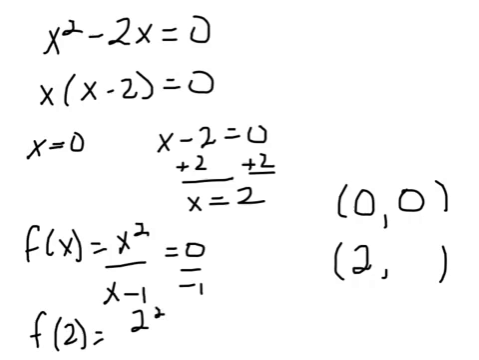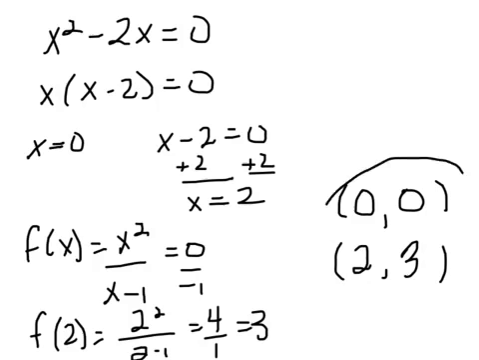It's 2 squared over 2 minus 1, which would be 4 over 1, which would be 4. Make sure I did that right. 2 squared is 4. 2 minus 1 is 1. Okay, so 4 over 1 is 4. So at the point 2, 4, here are my solution points right here. Those are the places on that curve where it has a horizontal tangent.